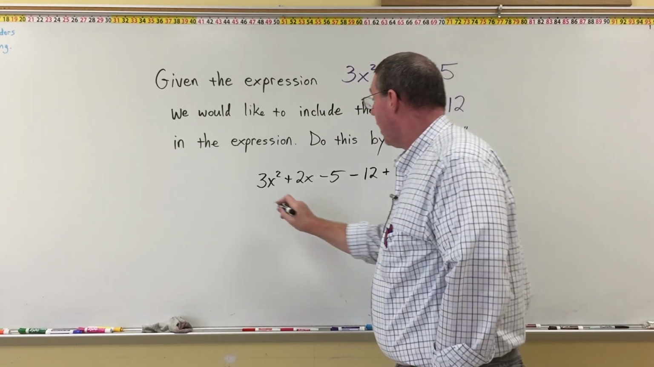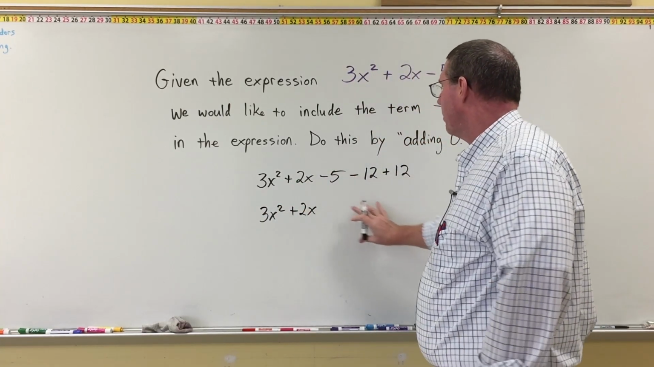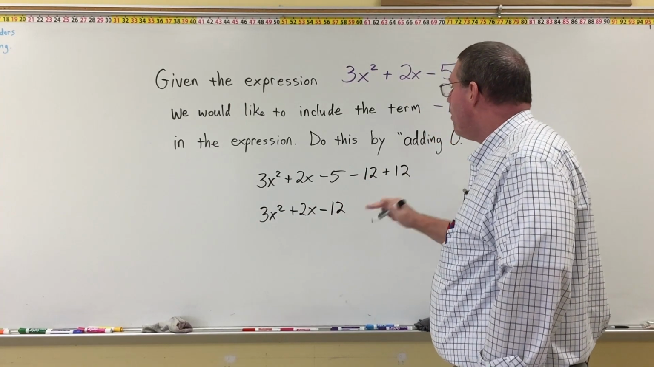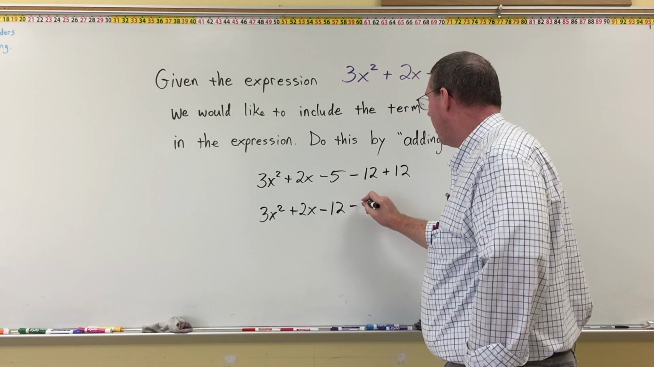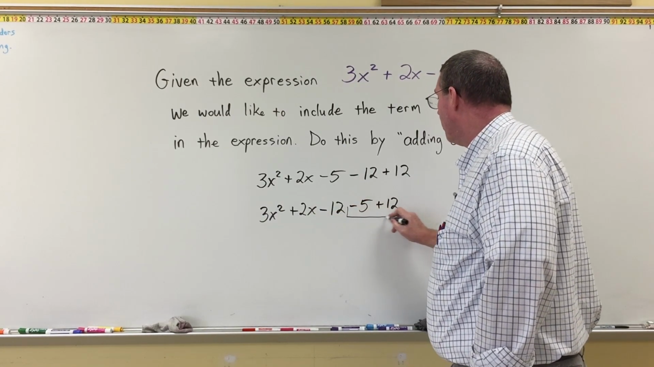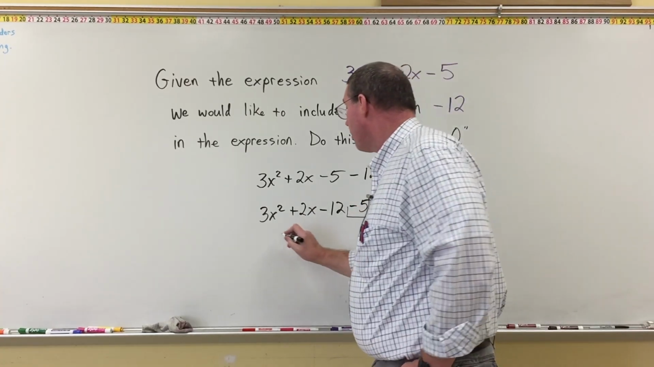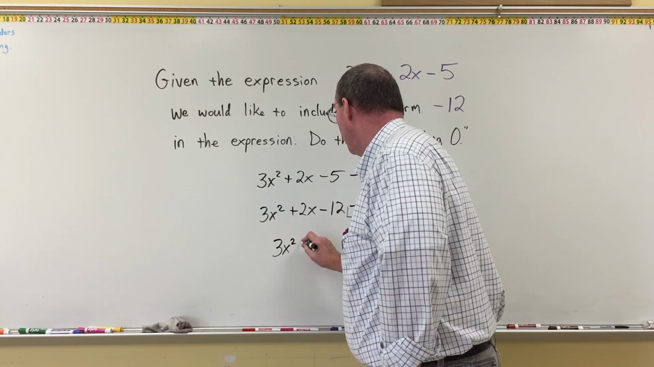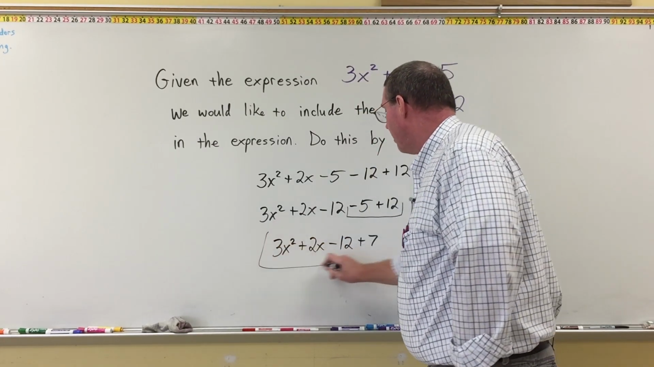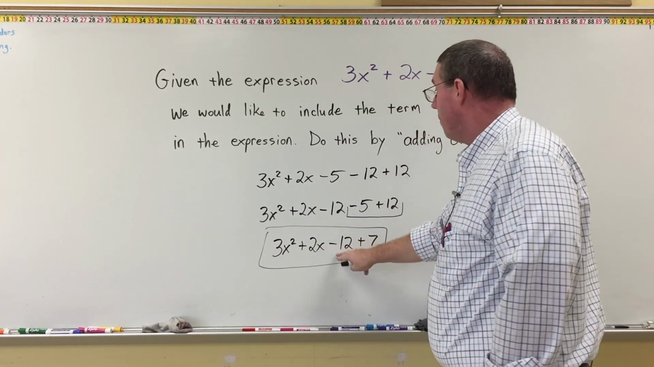And now we'll just rearrange it again. We'll go 3x squared plus 2x, because we want to put the constant term at the very end, but we want to include a minus 12, so we'll write the minus 12 next. Then we'll include this one that was originally with it, minus 5, and we'll put on the plus 12. Then we want to leave the minus 12, combine like terms. Negative 5 plus 12 is plus 7, and so our final answer will be 3x squared plus 2x minus 12 plus 7. And that'll be our final answer, and it is an expression that is equal to this, but includes a minus 12.